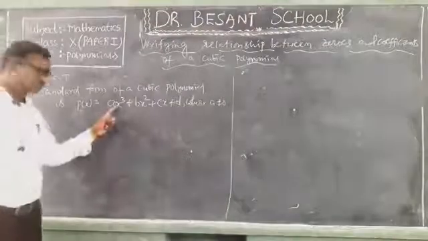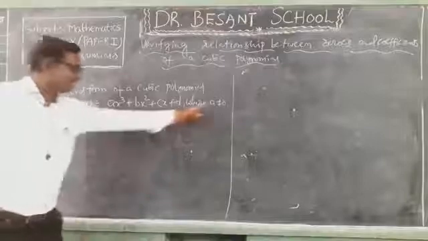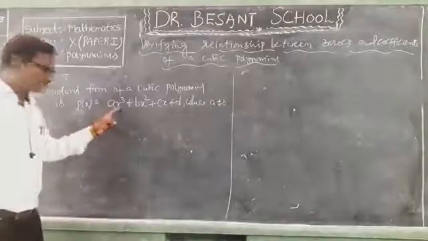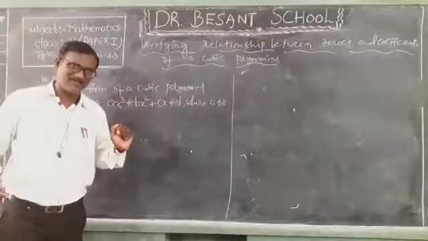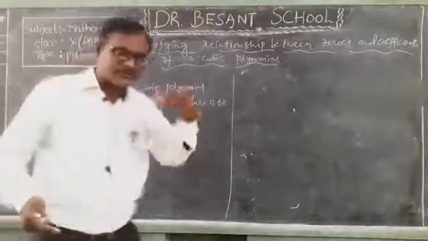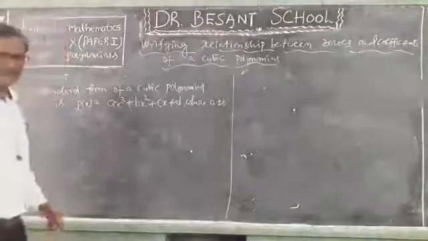Why a not equal to 0? Because if a is equal to 0, 0 into x cube becomes 0, this term will be negligible, and it becomes a quadratic polynomial. So that's why you are not supposed to take a equal to 0 in the standard form. Okay children, so this is the standard form of a cubic polynomial.